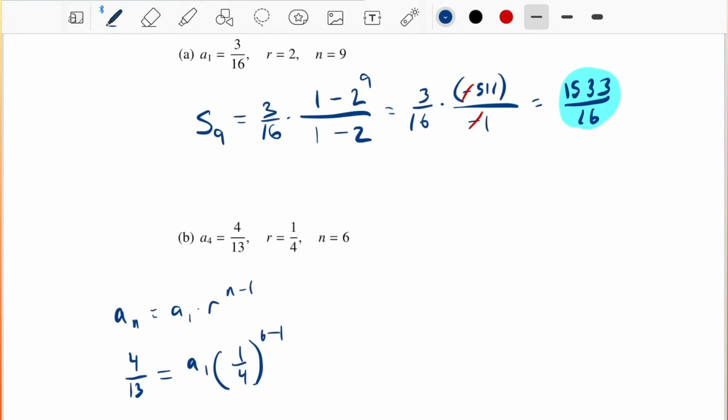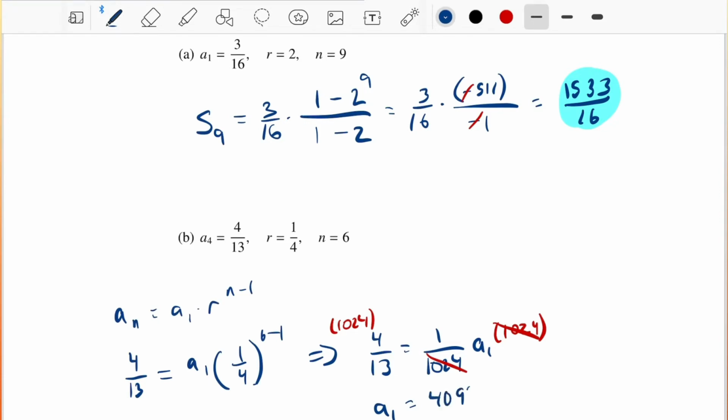So now we can solve for a sub 1. That's going to be 1/4 to the 5th power, which is 1/1024. So 4/13 equals 1/1024 times a sub 1. Multiply both sides by 1024 to solve for a sub 1, and you end up with a sub 1 equal to 4096/13.